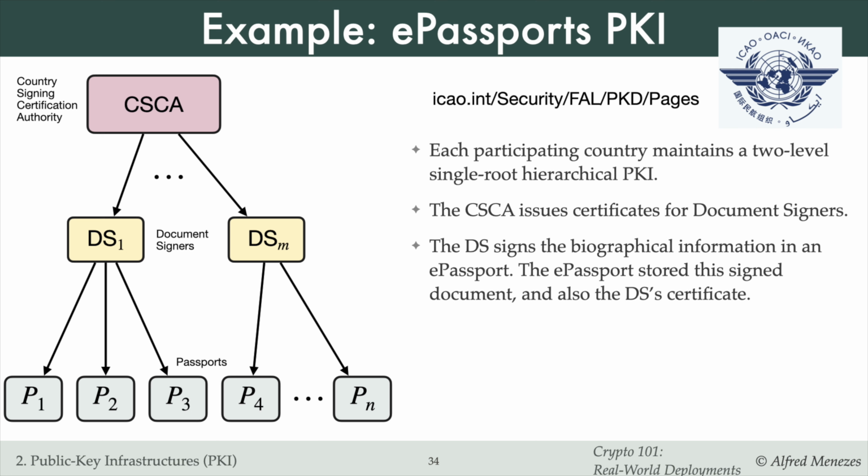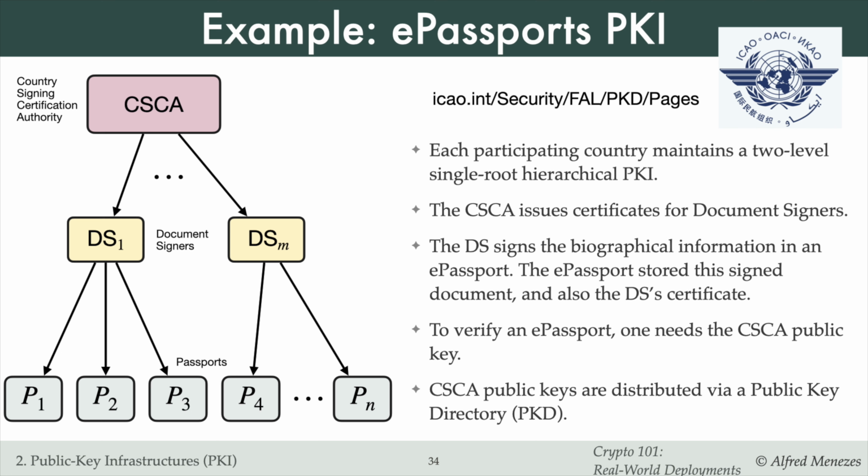To enhance security, it is recommended that a document signer operate for no more than 3 months or sign at most 100,000 travel documents, whichever comes first. The signed biographical data, along with the document signer certificate, is embedded in the ePassport. To verify an ePassport's authenticity, border control agencies require the CSCA's public key. The CSCA public keys of all participating countries are distributed via a public key directory, which is also used to share certificate revocation lists.